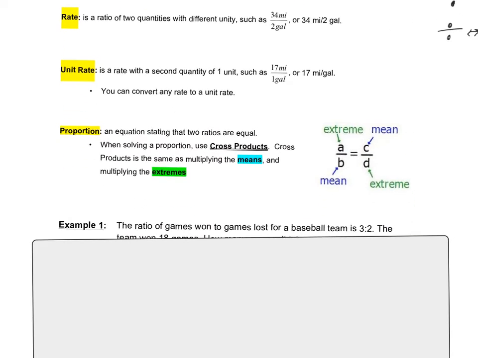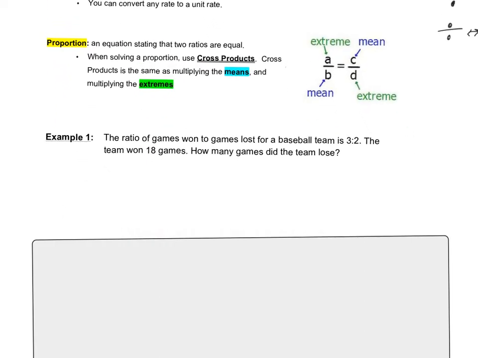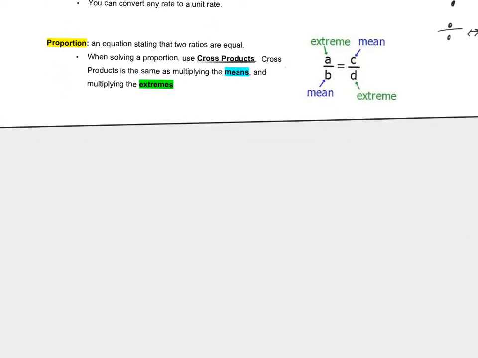If you remember from last year and years past, a proportion is an equation that states the two ratios are equal. Another way of looking at it is an analogy. I know that there's lots of words here, so let's go over them. When solving a proportion, you use cross products. Cross products is the same as multiplying the means and the extremes. These are just vocabulary words.